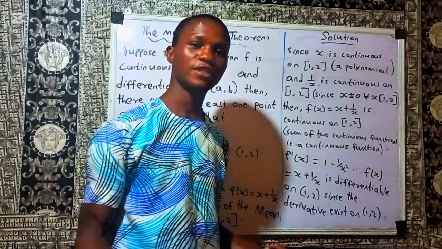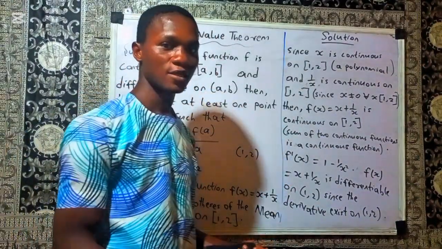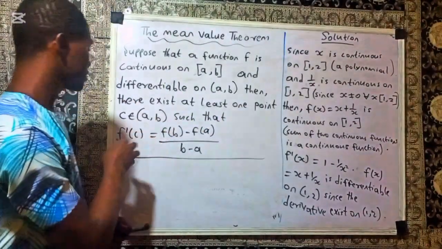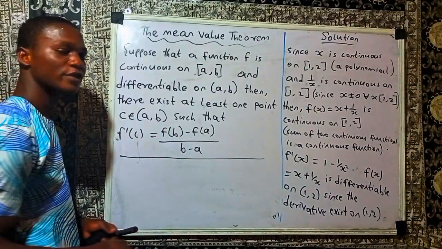You will not get infinity or an undefined expression. Because of that, we say that the derivative exists, so it's differentiable, right? We will have to get that point C such that f prime at C is equal to f at B minus f at A divided by B minus A.